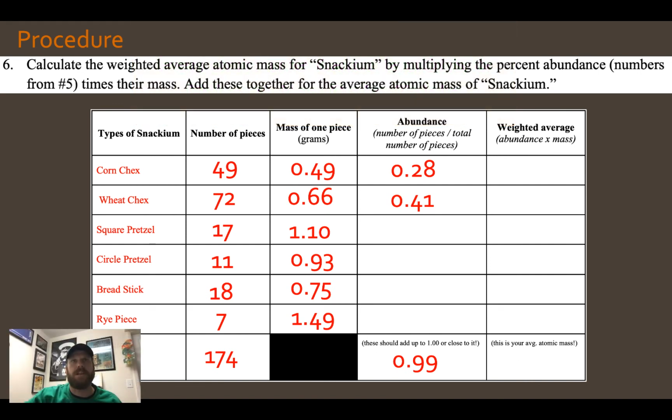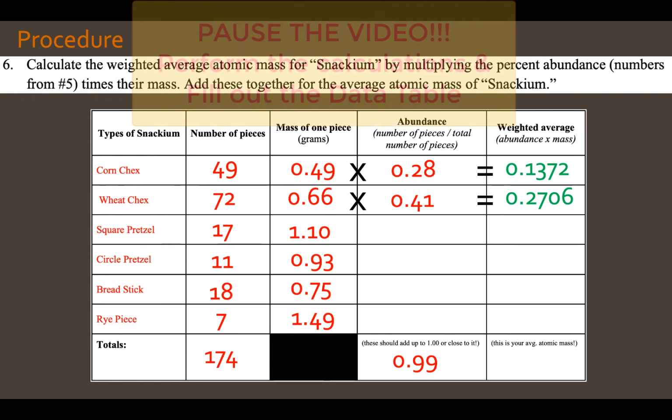All right, the next step in the procedure is to multiply the mass of each isotope by the abundance. This is as simple as multiplying the number in the mass of one piece column times the number in the abundance column. For corn Chex, you multiply 0.49 times 0.28 to get 0.1372. Wait to round these values until the end. For wheat Chex, you would take 0.66 times 0.41 to get 0.2706. Once again, this is where you should pause the video and complete the calculations on the data table.